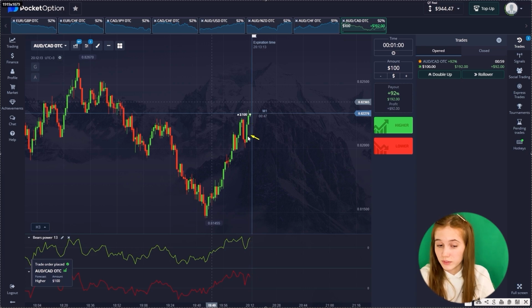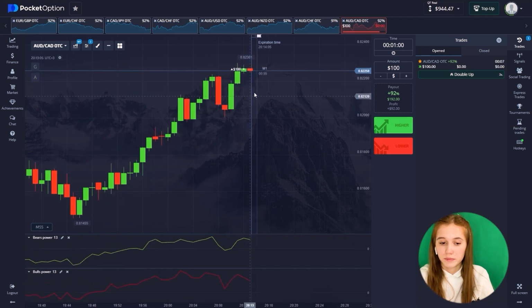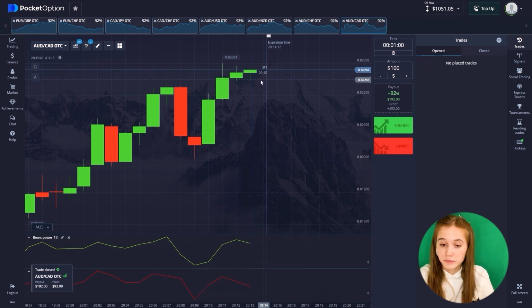We see red candle. It's okay. And due to the intervals of 55 seconds, bear's power rises accordingly. Zoom it. 2 seconds left. Yeah, great.